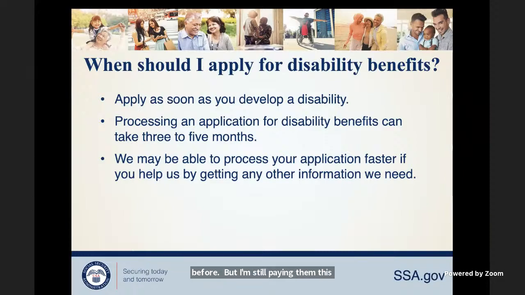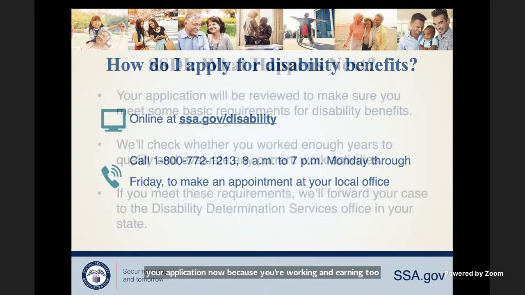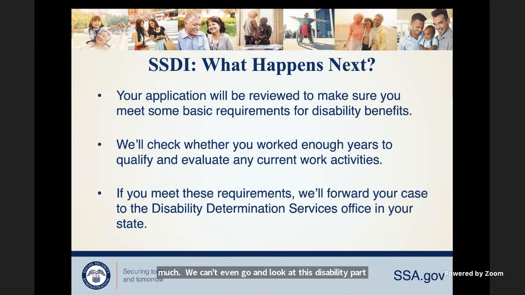Now, have somebody file right away. If they're working over a substantial gainful activity amount, though, if they're physically going and getting that wage, let's say they're pushing through and doing it, there is a possibility of an informal denial. What that means is we can't file your application now because you're working and earning too much. We can't even look at the disability part of it. And I will give you those dollar amounts as the slides progress.